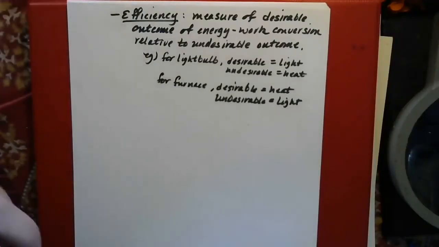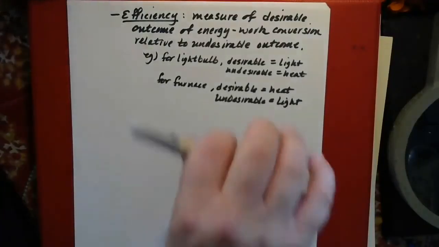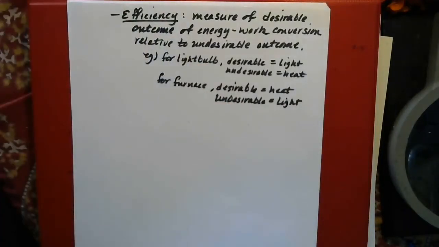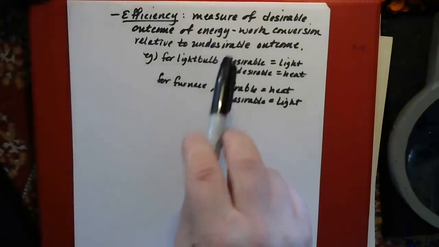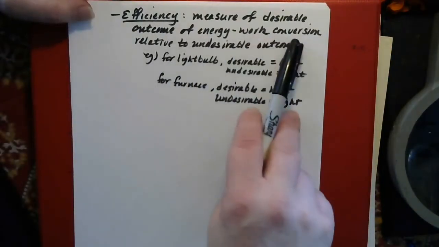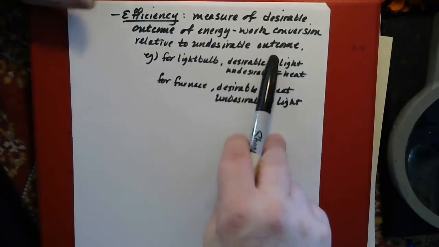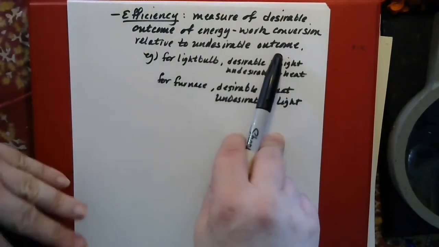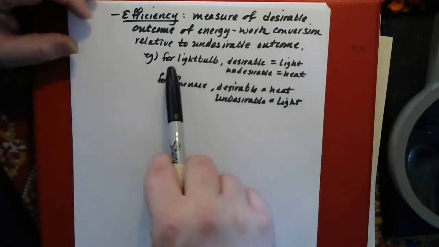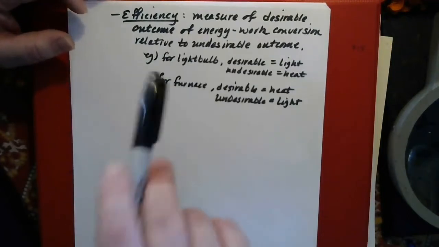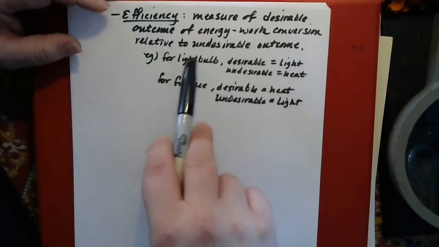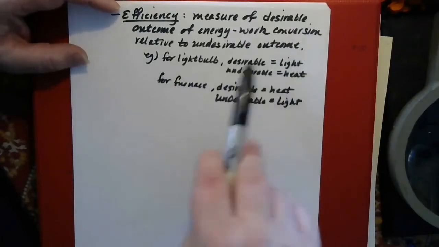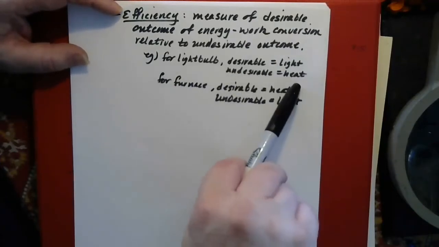Okay, one thing we didn't get a chance to go over in the last lecture was the idea of efficiency. Efficiency, when you're dealing with energy delivery, is the measure of the desirable outcome of an energy work conversion relative to the undesirable outcome. So how much of the energy goes to where you want it to go, how much goes someplace else. For an example, if you're talking about converting electrical energy in a light bulb, the desirable outcome is light. The undesirable outcome is heat.